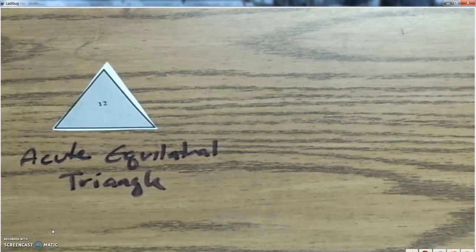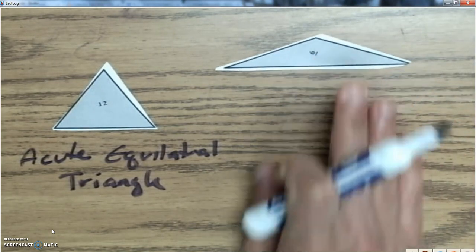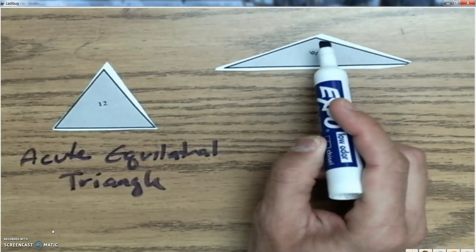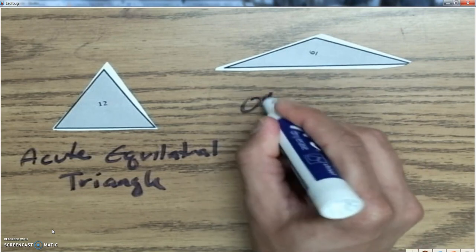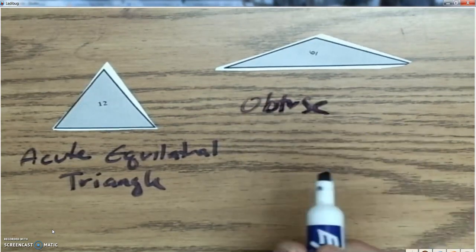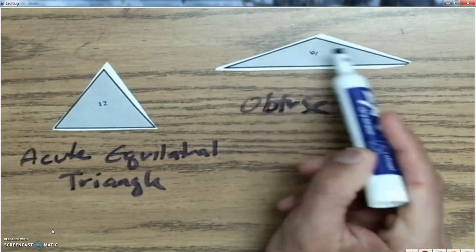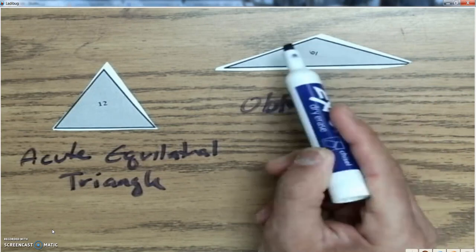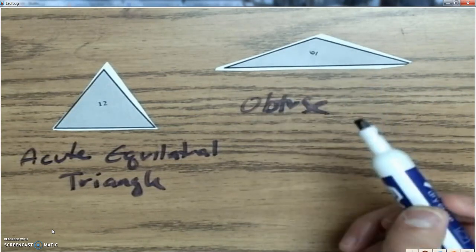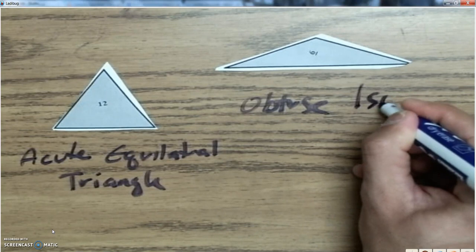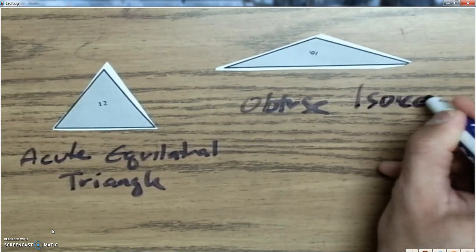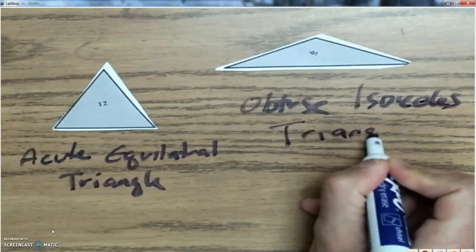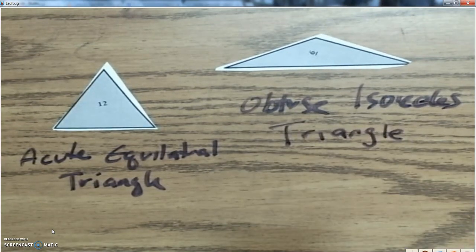So it's an acute equilateral triangle. If I look at this one, if I look at the angles, I see an obtuse angle up here. So it's an obtuse triangle. And if I look at the sides, it looks like this side and this side match, and this side is longer. So if two sides are congruent, then it is an isosceles triangle. So that is an obtuse isosceles triangle.